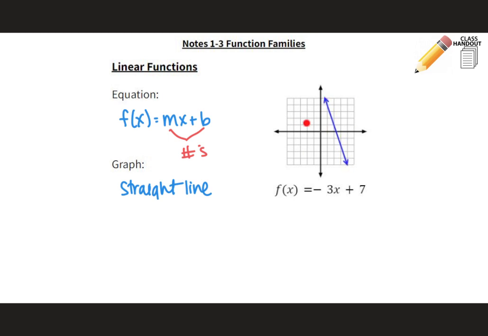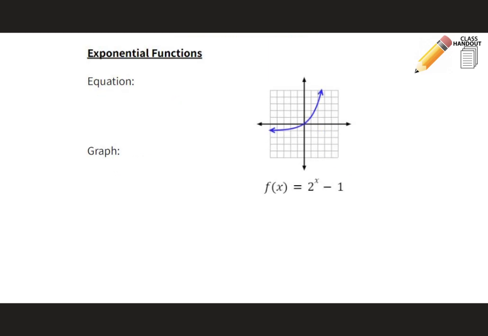It can also just be a horizontal line. A linear function cannot be a vertical line because that would not be a function because that would not pass the vertical line test.